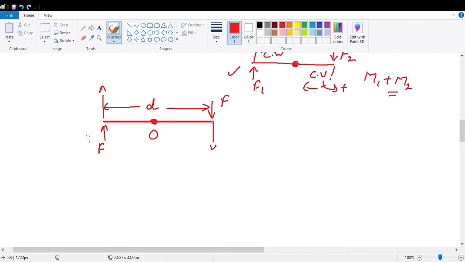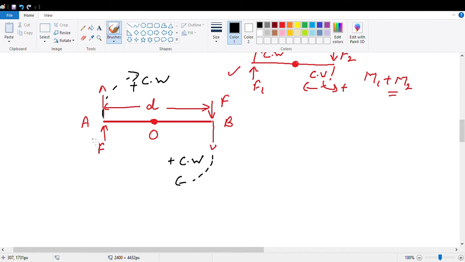This end I am assuming as A and the other end I am assuming as B. So this is our overall setup. This force F will try to rotate the rod in this manner, that is clockwise, and this force F will try to rotate the rod in this manner, that is also clockwise. So in this case we are getting the maximum moment. If you are choosing it positive, this will also be positive.